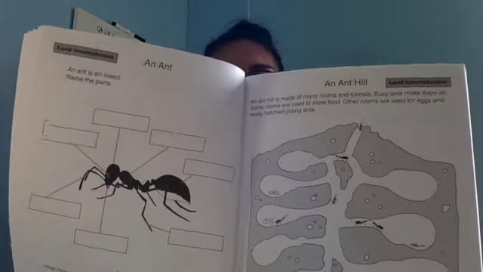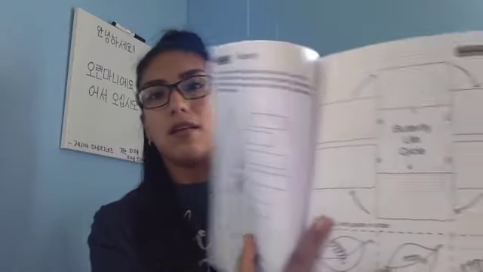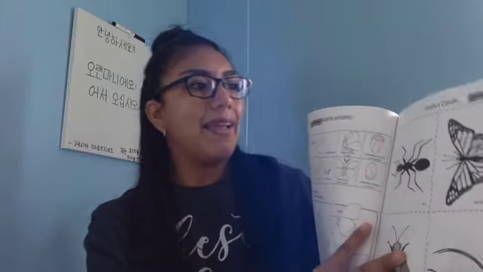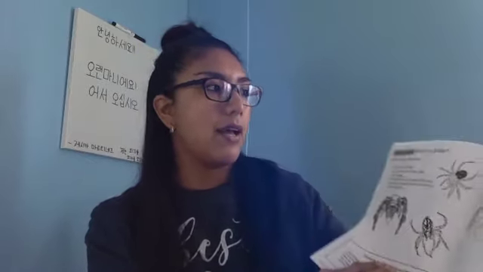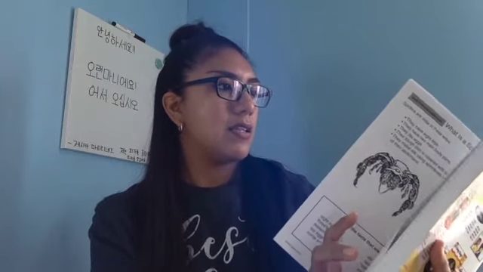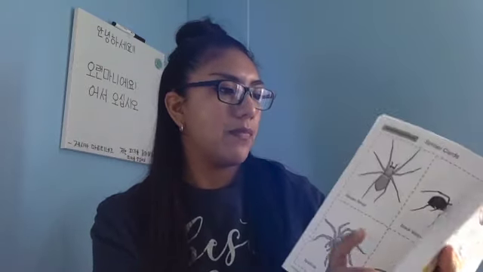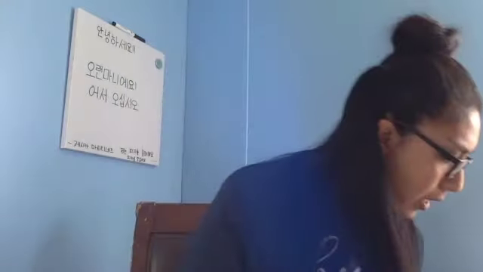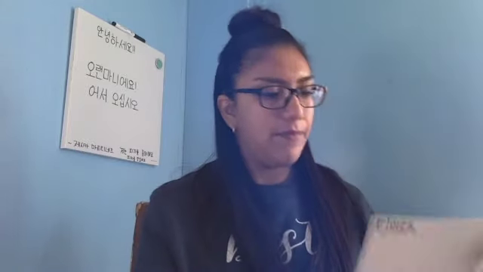Again, you see ants here, so they're going to be a focus in our unit. Of course, the life cycle. Insect cards. That's going to be really good to have. And then spiders aren't insects, but okay. And then it goes to ocean invertebrates, but we're just going to focus on insects on land.